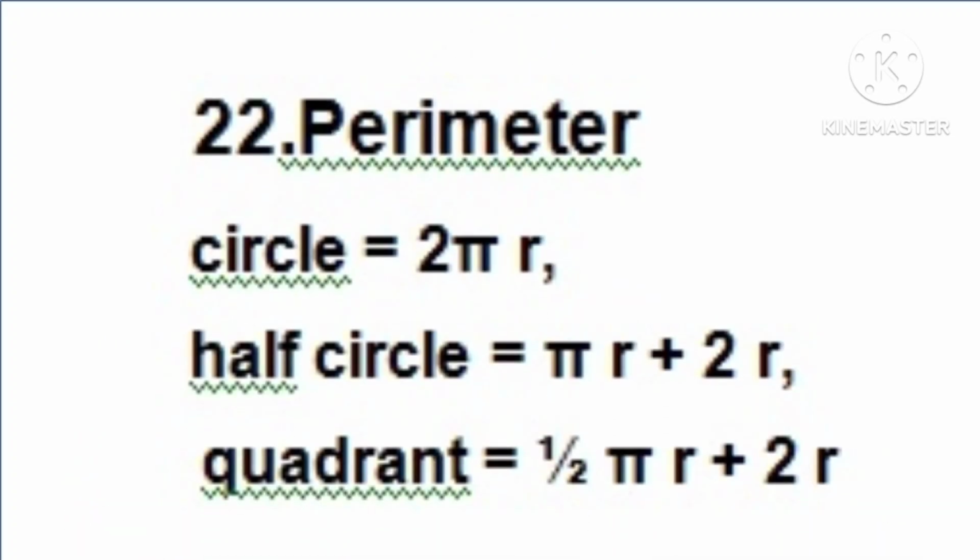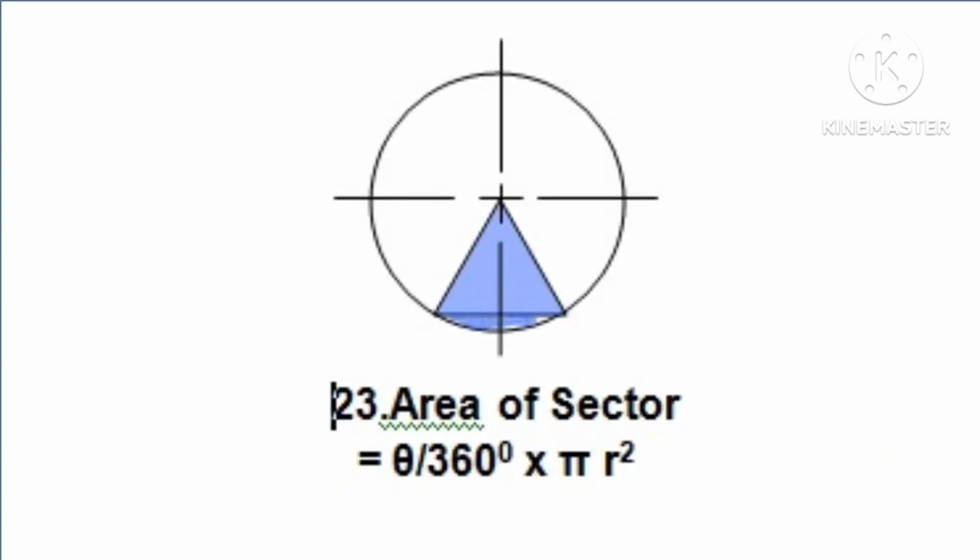22. The perimeter of a circle is equal to 2 pi multiplied by radius r, and that of a half circle is equal to pi multiplied by radius r plus 2 times r, and the perimeter of a quadrant is equal to half of pi multiplied by r plus 2 times r. 23. Area of a sector. A sector is an area bounded by two radii and an arc of a circle, as shown in the figure. This area is equal to theta divided by 360 degrees and multiplied by pi into the square of r.